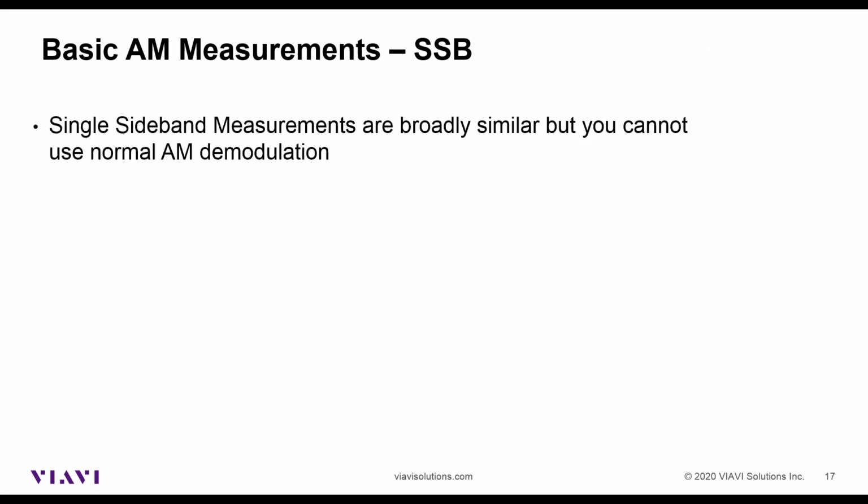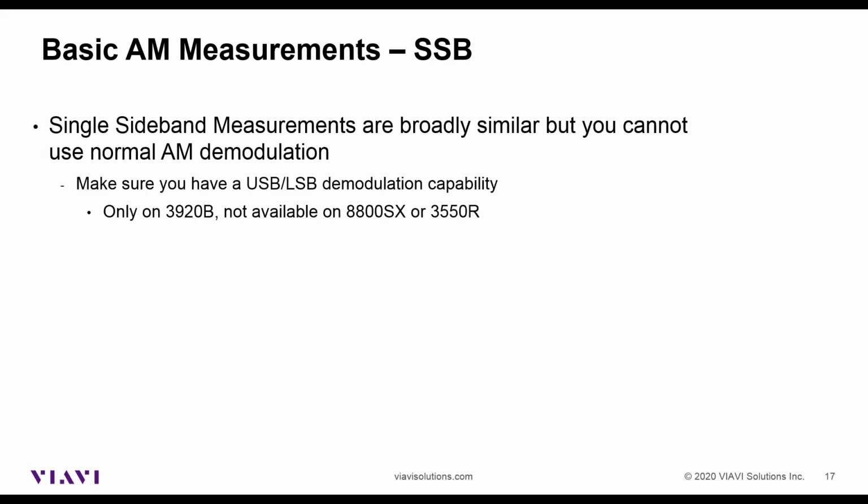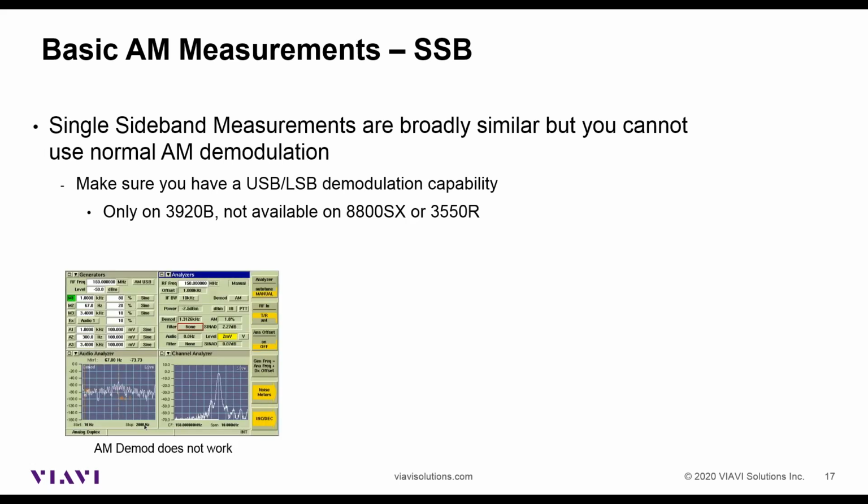Just touching on single sideband, I think I've only got one slide on this. The measurements, again, are broadly similar, but you cannot use a normal AM demodulator to check the measurements of single sideband. The 3920B, or the 3900 series, have upper sideband and lower sideband capability, both generation and analysis. They're not available on the 8800 and 3550 series. You only have what I call plain AM on those.